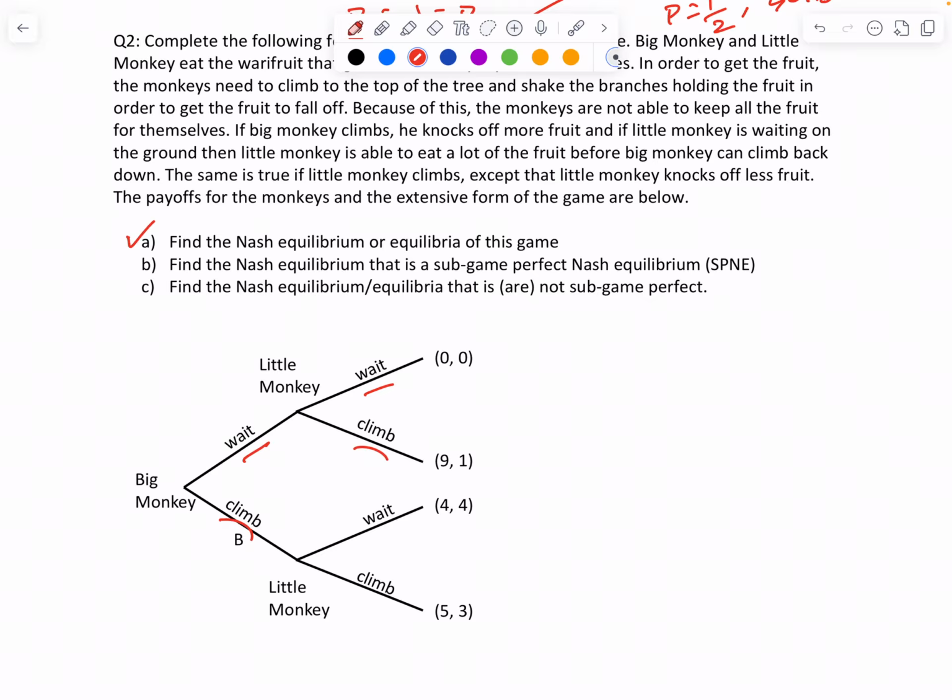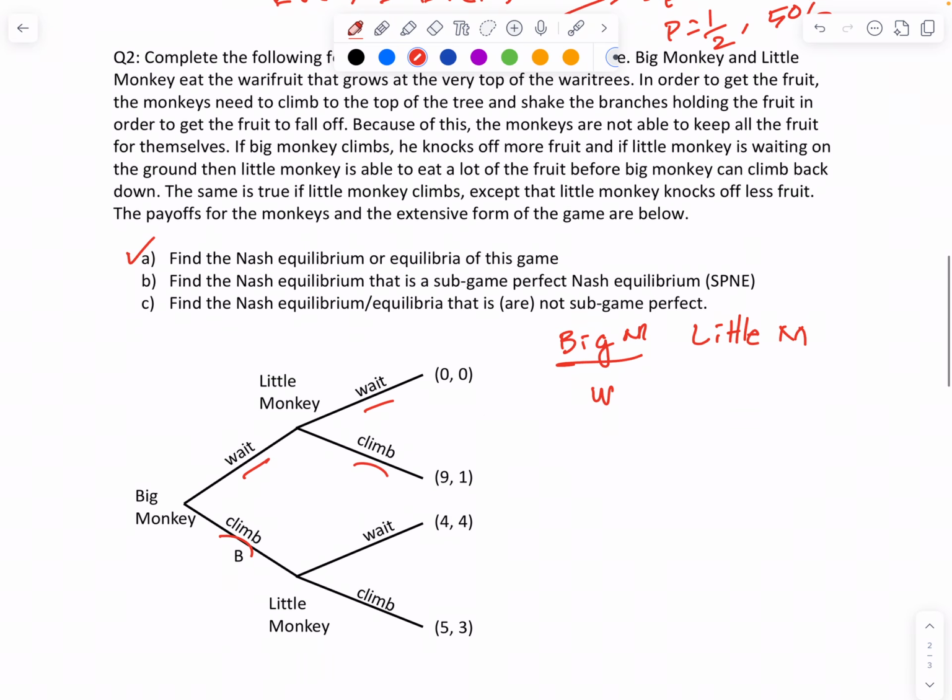All right, so the easiest way to do it is just to list all the possibilities. So we've got big monkey here. I'm going to just abbreviate it with big M. And then we've got little m, little monkey. So big monkey can either wait or climb. We're going to do W for wait, okay?